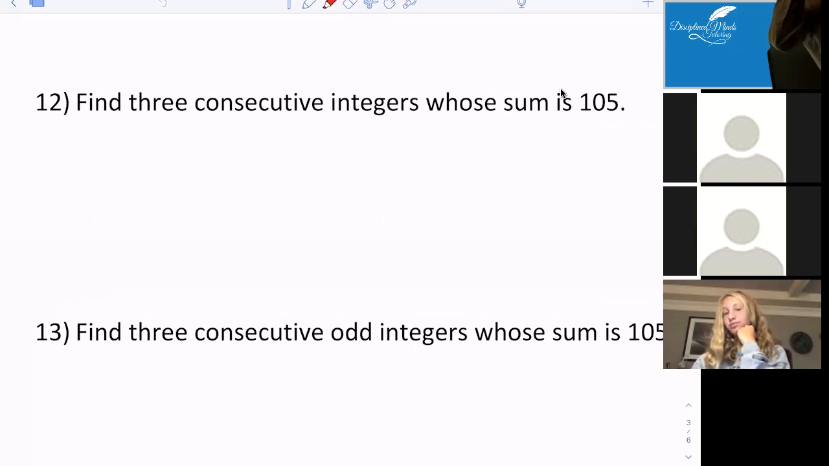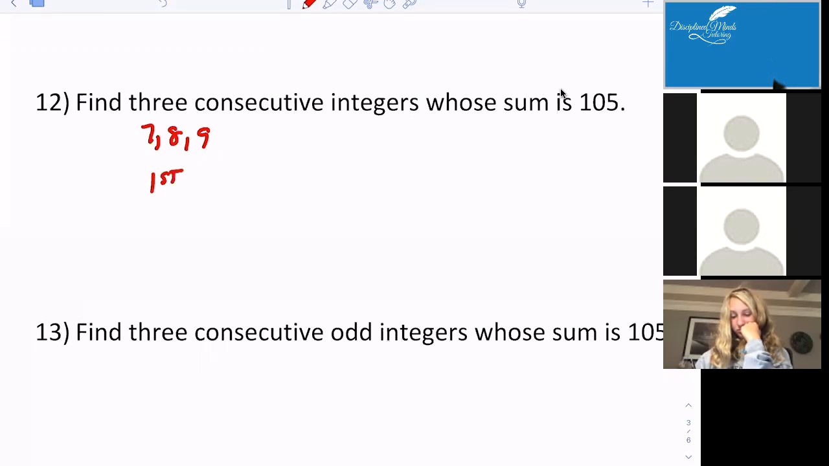So here we go. Consecutive numbers. Here's what I want you to think of. Our consecutive integers would be numbers like 7, 8, 9. Those would be consecutive, one right after the other. So how do we represent that? I want everybody to write this down. First, second, third, because there are 3 numbers.